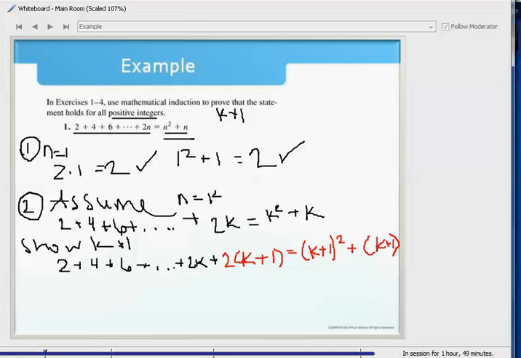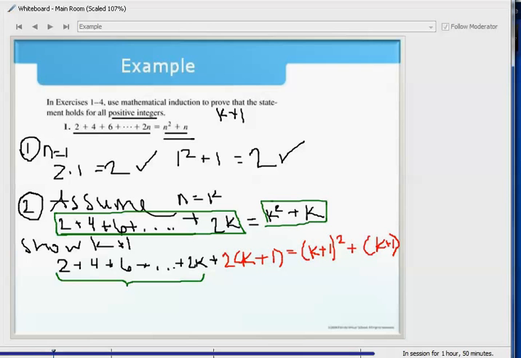I used two different colors on this left side so that you could see that this whole thing here is exactly what we had here, and we know what it's equal to. We know that this part is equal to k squared plus k. And that is what we're going to replace it with, so that we can show that it's true for k plus 1. So that whole first part, I'm going to highlight it for you, was my original, and this is what the original is equal to. So I replace it with the original value, which is k squared plus k. That means that I still have my k plus 1 term. We're going to have plus 2 times k plus 1.